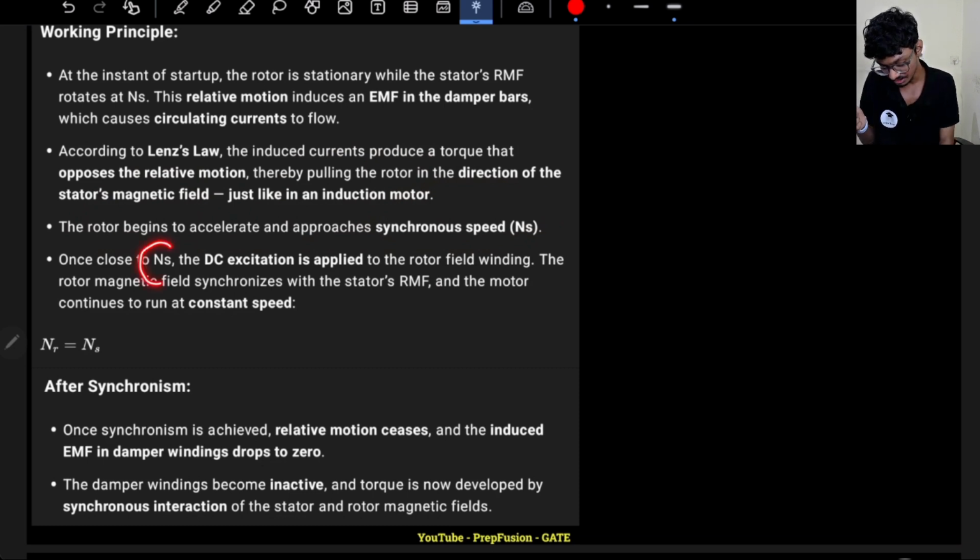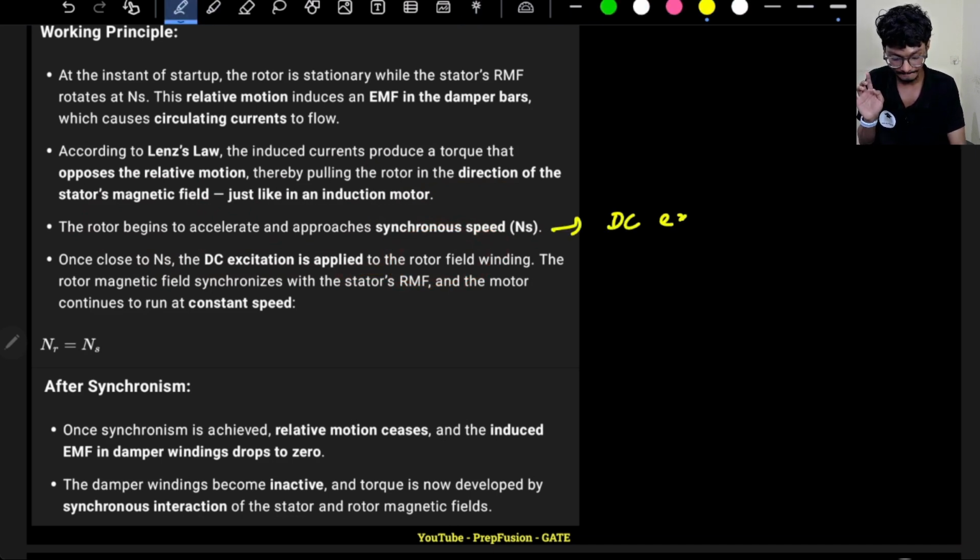Once the rotor gets close to ns, the dc excitation is applied to the rotor field. So dc excitation is not initially applied. So very important point, dc excitation is not applied initially.